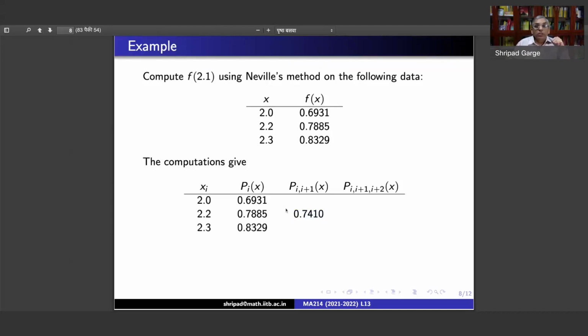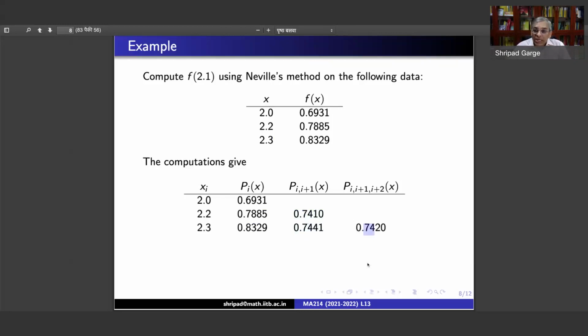Then we took the 2.3 value. So this is the P2, 0.8329. This is the value of P2 of x. We have the value of P1 of x. Using this, we can compute the value of P12 of x. So this is P01 of x, this is P12 of x, and now with these two, we can compute one more value, which is P012 of x. And if we were worried only about having the first two digits correct, then we are already done. We have 0.74, 0.74, 0.74.